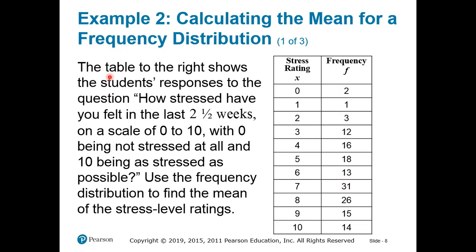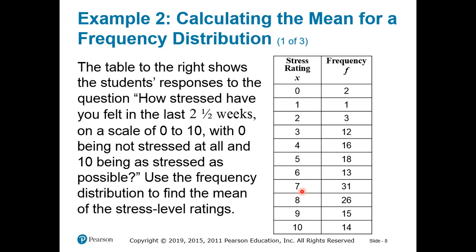Okay, so now this table to the right shows the students' responses to the question, how stressed have you felt the last 2.5 weeks, on a scale from 0 to 10, with 0 being not stressed at all and 10 being as stressed as possible. Use the frequency distribution to find the average or the mean level of stress, the average or mean stress level rating.